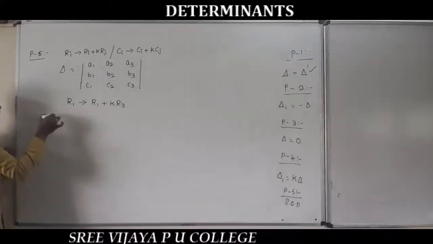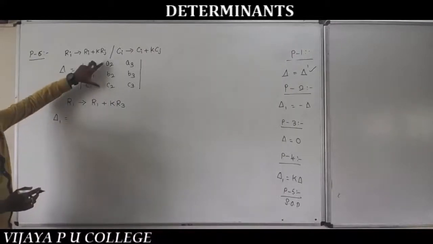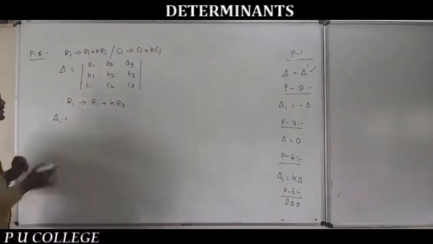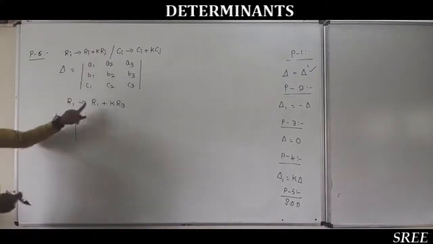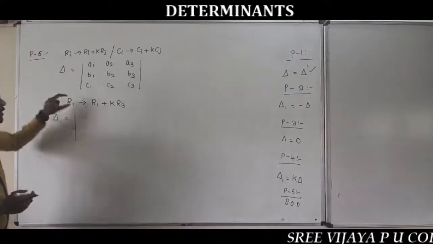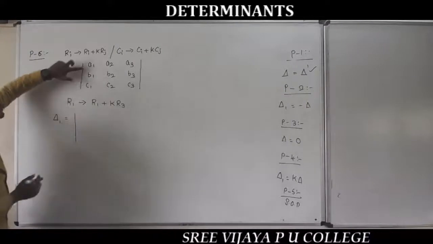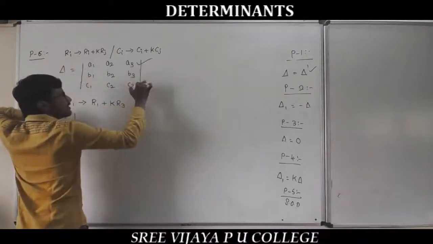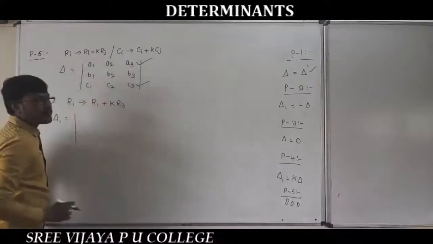So let us see delta 1. What is delta 1? Because you are applying an elementary operation here, the determinant will change. So for the R1 row, you can write the elements of R1 plus k times R3. So this is R1 right here, this is R3, and this and this and this are the corresponding elements.